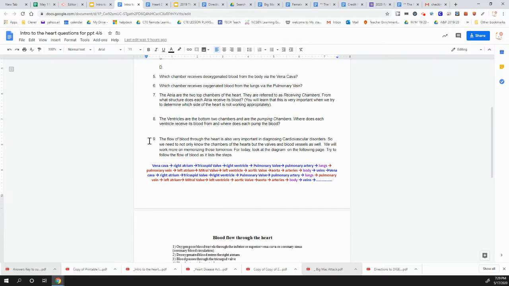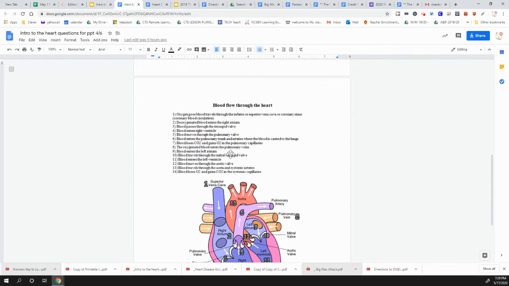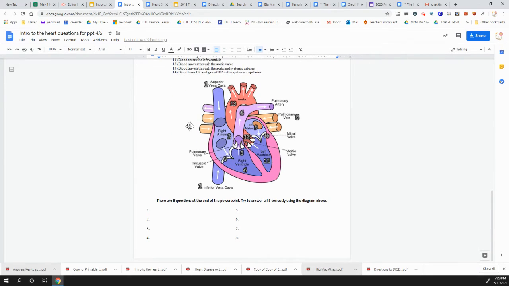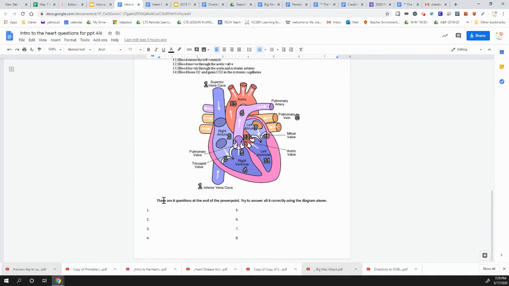When you get down to number 9, there's not an answer in this spot right here. Number 9 just talks about the blood flow through the heart. Here's an image of the blood flow through the heart. So you can look at that, and hopefully that will help you answer these questions. Down here, it says there are 8 questions at the end of the PowerPoint. Try to answer all 8 correctly using the diagram above. So you'll put your answers in here.